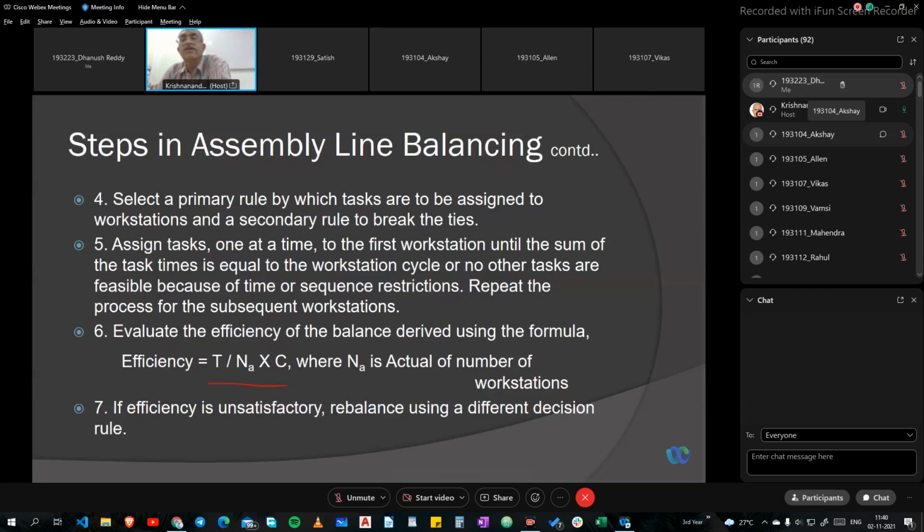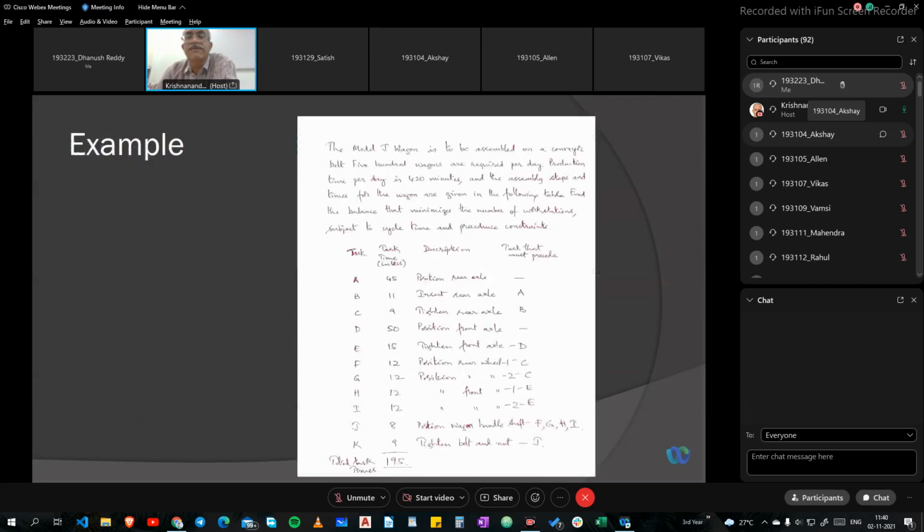So if efficiency is unsatisfactory, then using a different decision rule, you try to get a better balance. So here we have taken one example: a model J wagon is assembled on a conveyor belt, 500 wagons in 420 minutes, and the assembly steps and times for the wagon are given in the following table. Find the number of workstations subject to cycle time and precedence constraints.